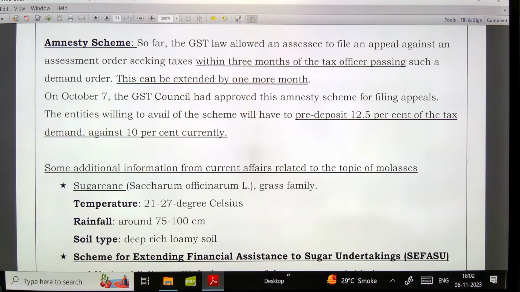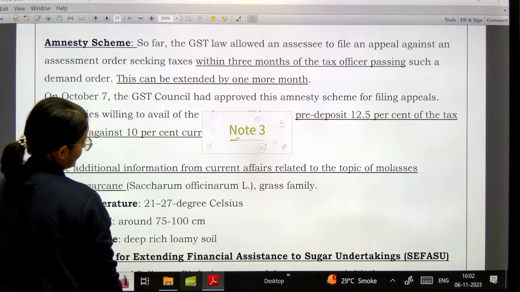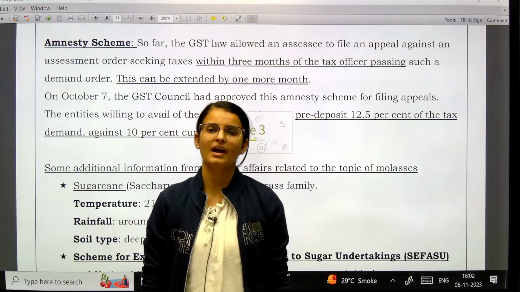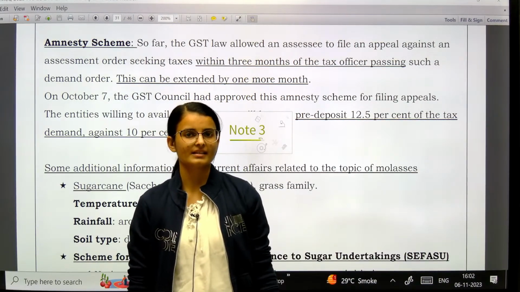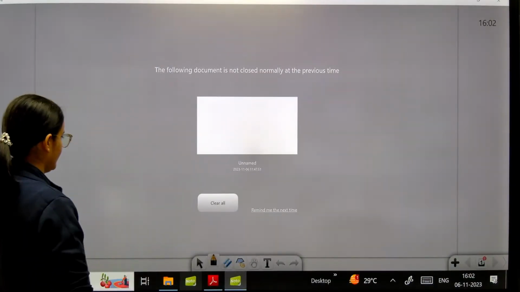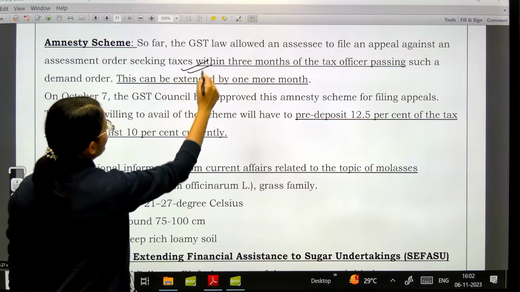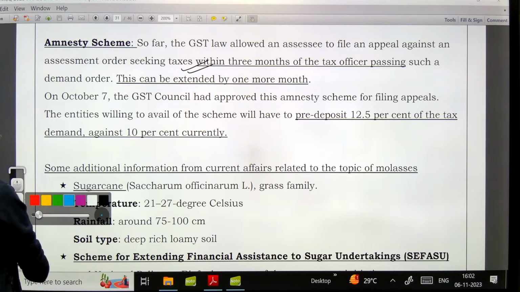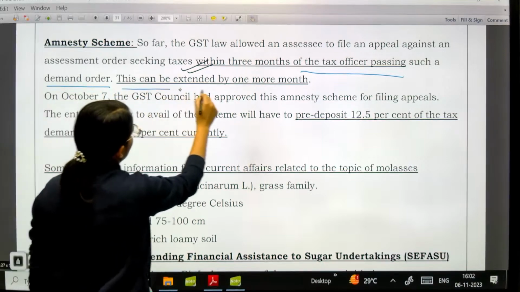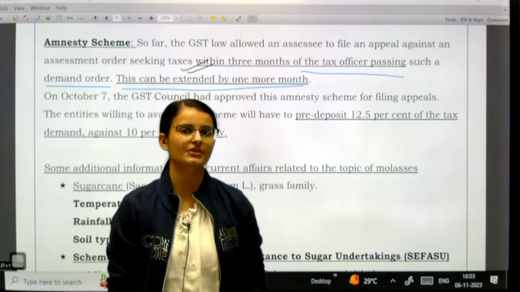Okay, so in the last class we covered till the amnesty scheme, right? We have to start the amnesty scheme. The amnesty scheme is basically introduced so that for any demand of tax, they can file an appeal against that. The reply should be given within 3 months of the tax officer passing such a demand order, and this can be extended by 1 more month. So this has been changed now. The appeal can be filed now till 31st January 2024.